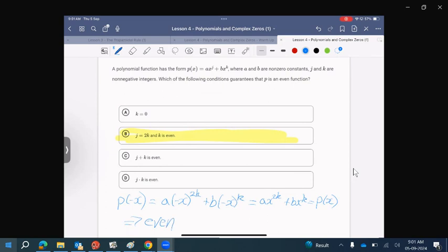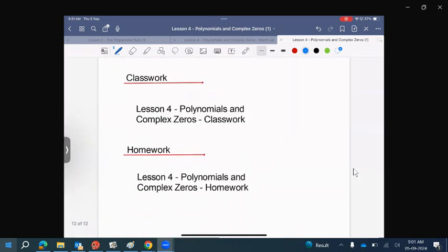That's it. So you have quite a bit of work to do from this lesson. We got 2 worksheets, classwork worksheet and a homework worksheet. You need to do both.